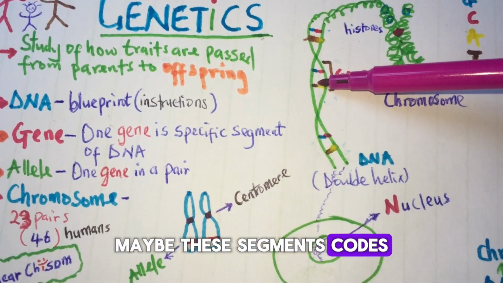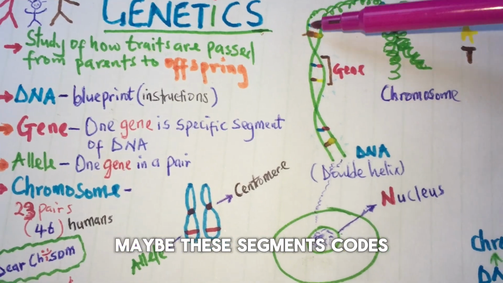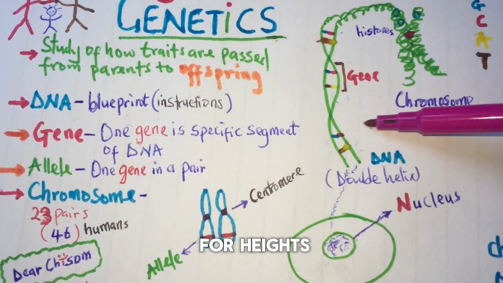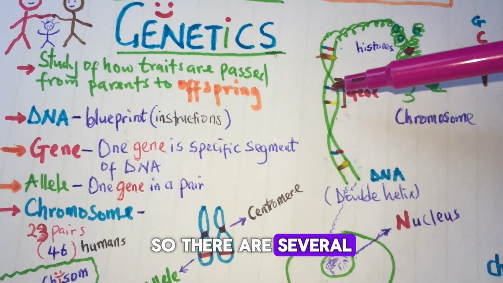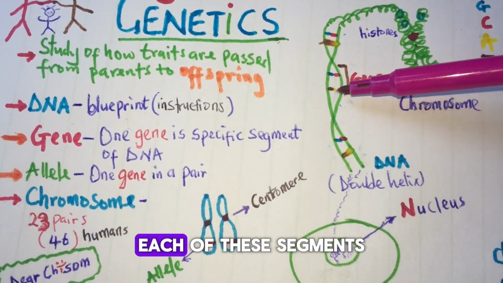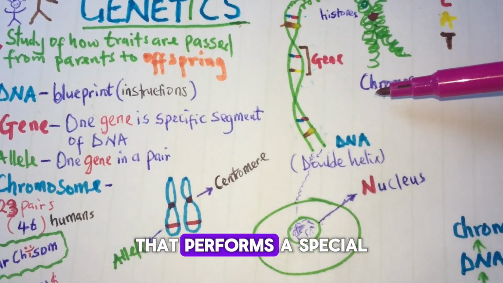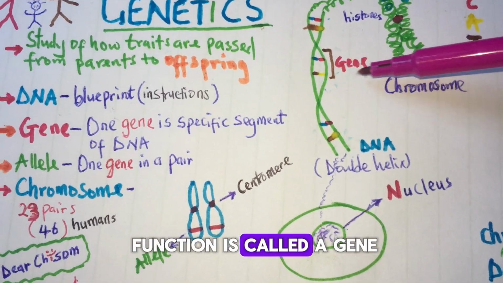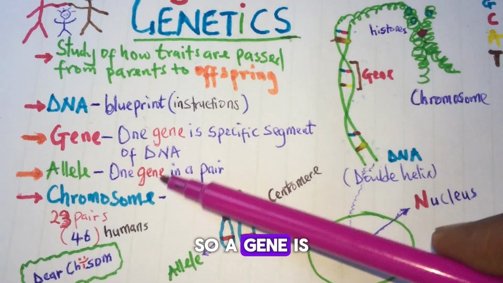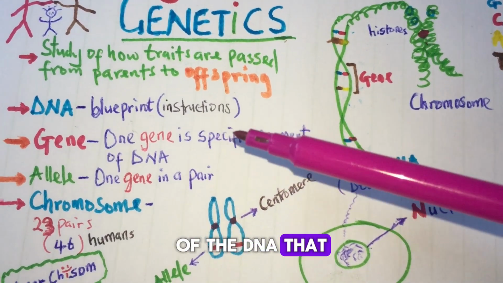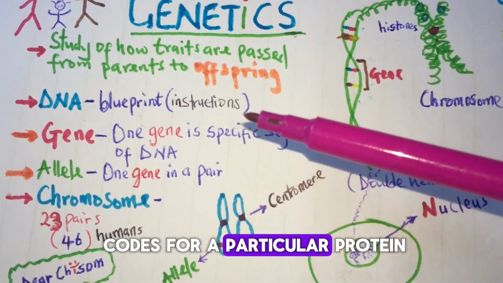Maybe this segment codes for eye color. Maybe this segment codes for hair color. Maybe this segment codes for height. So there are several segments along the DNA. Each of these segments that codes for a special protein that performs a special function is called a gene. So a gene is one segment of the DNA that codes for a particular protein.